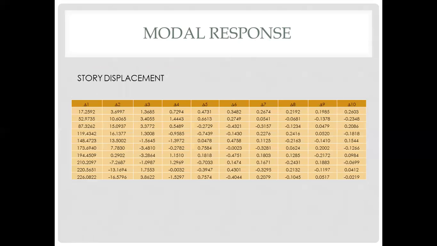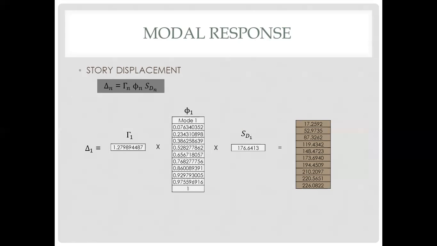Then, next is the story displacement. So, in solving for this story displacement, we have to use this formula. So, ito ulit yung mode participation factor, eigenvector, and spectral displacement.